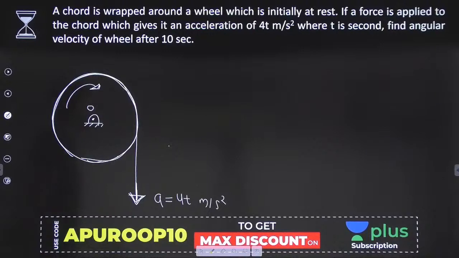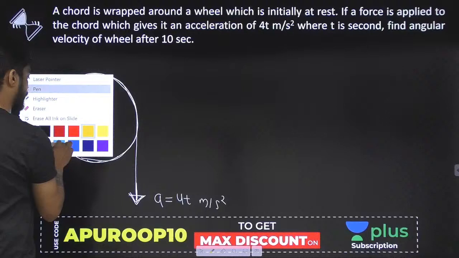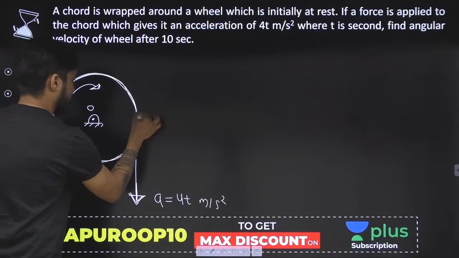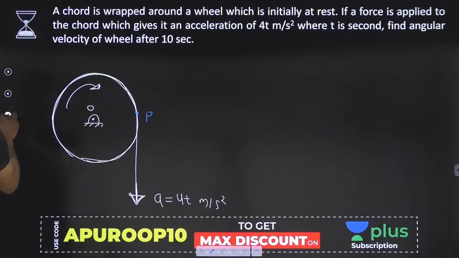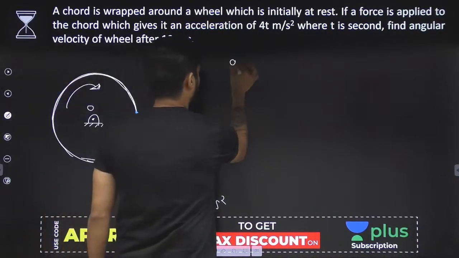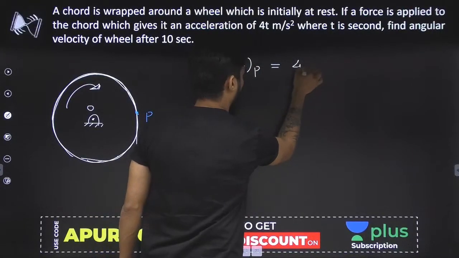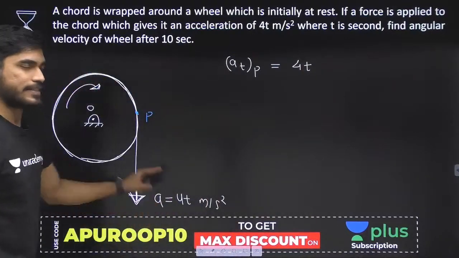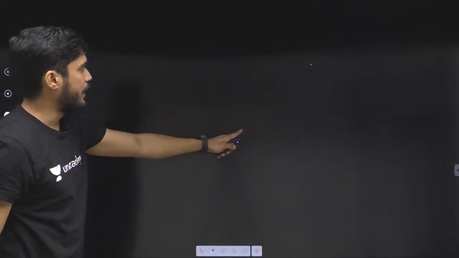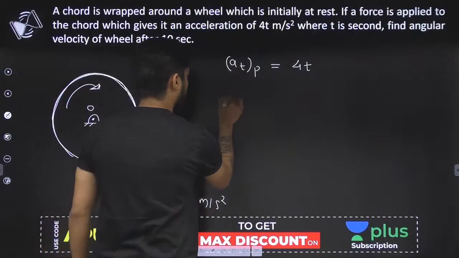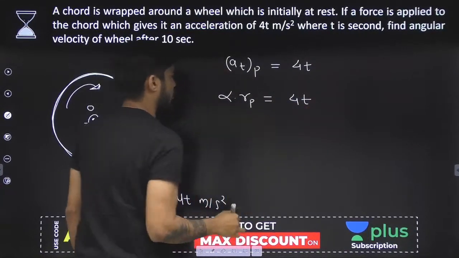This is the acceleration of the cord, so this will be the tangential acceleration of this point. Let's consider this point P. So this acceleration will be the tangential acceleration of P. I can write: tangential acceleration of P will be equal to 4t. Now, what is the equation of tangential acceleration? Alpha into r. So alpha into r of P will be equal to 4t.